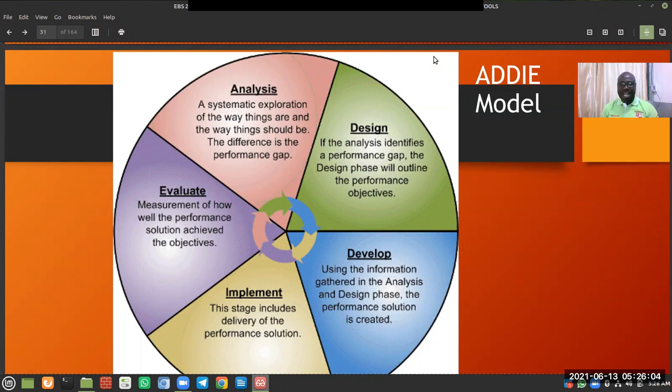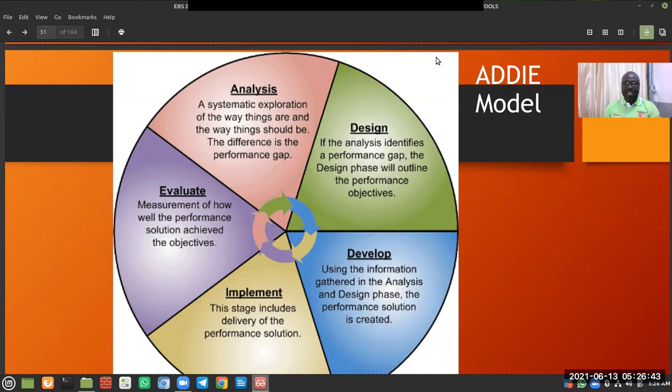After having identified your gap, we move on to the design phase. If the analysis identified a performance gap, the design phase will outline the performance objectives. In the design stage, you will actually put in place mechanisms that will enhance performance such that the gap between what ought to be and what is can easily be achieved.